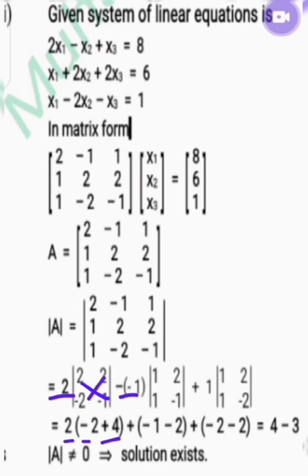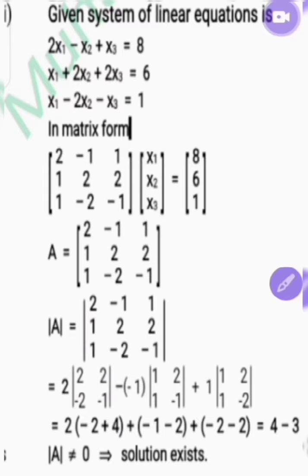Now minus into minus, plus 1 is here. Now again we will multiply the cross product. 1 with minus 1, we will get minus 1. If we multiply 2 with 1, we will get 2. And between the cross product, we will assign the negative sign between them.